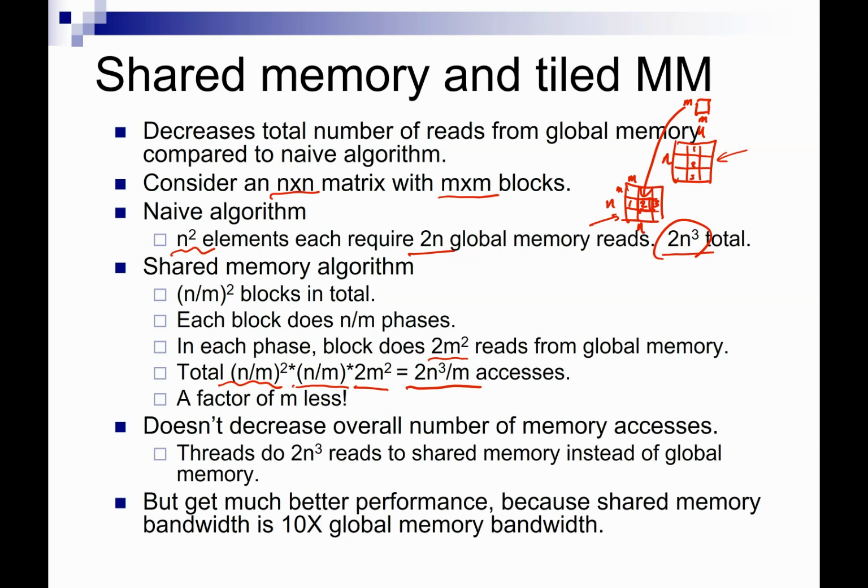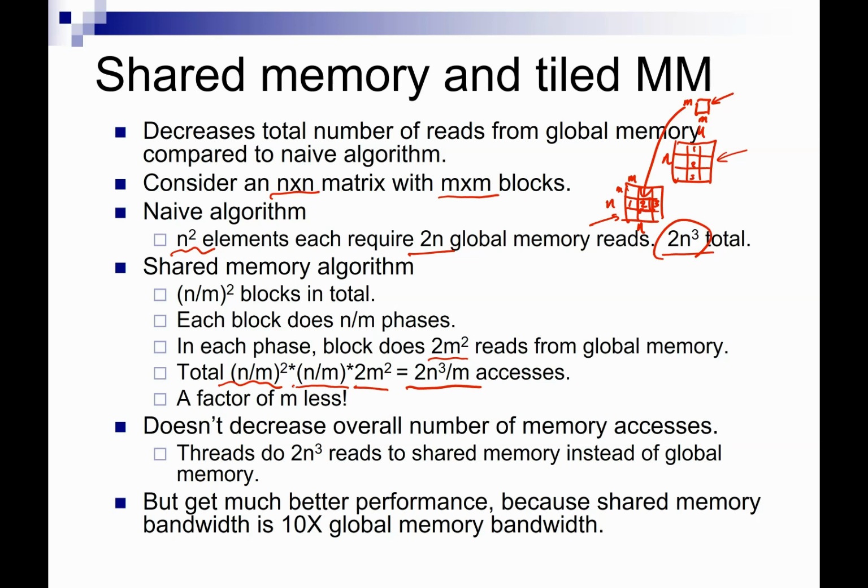First of all, you might be saying, why not make m as large as possible? Because if you make m really large, then you're going to go much faster. Well, the problem is that you have to store these tiles in the shared memory, and your shared memory is pretty small. So you can't afford to make these tiles arbitrarily large. There's an upper bound on how large you can make them.